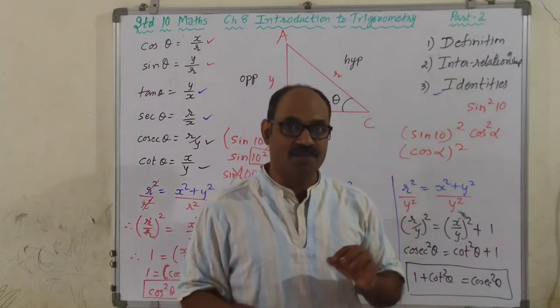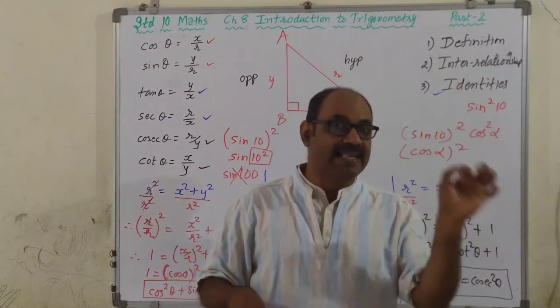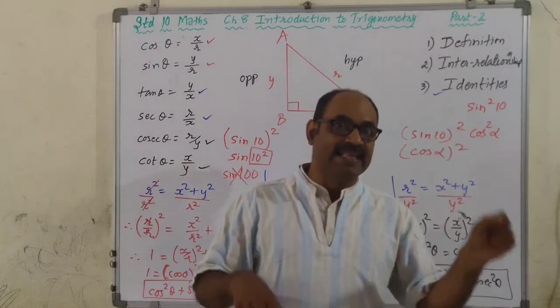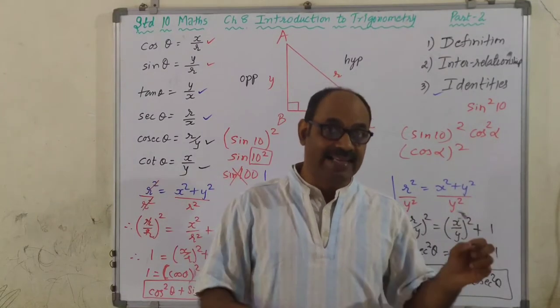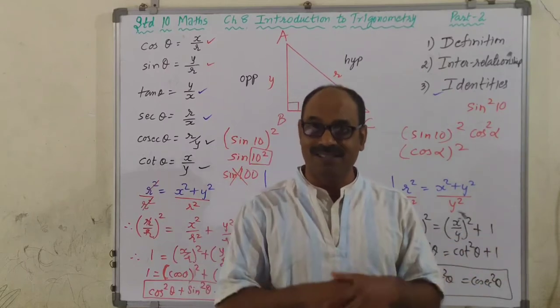Then interrelationship. Cos theta into sec theta is 1. Sin theta into cosec theta is 1. Tan theta into cot theta is 1. Tan theta is sin theta upon cos theta. And cot theta is cos theta upon sin theta.